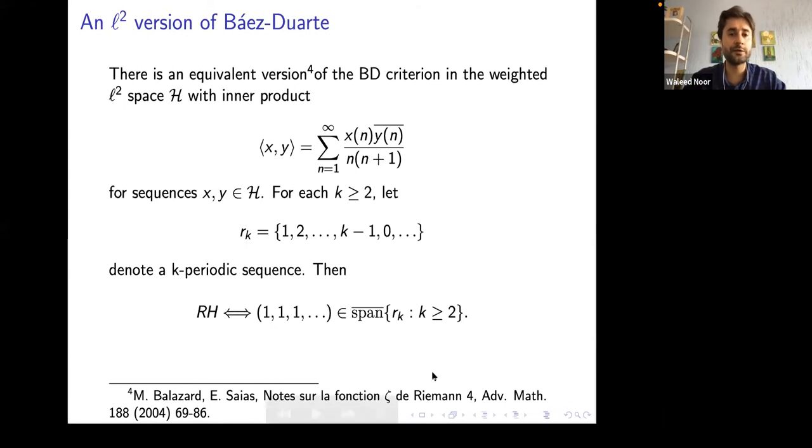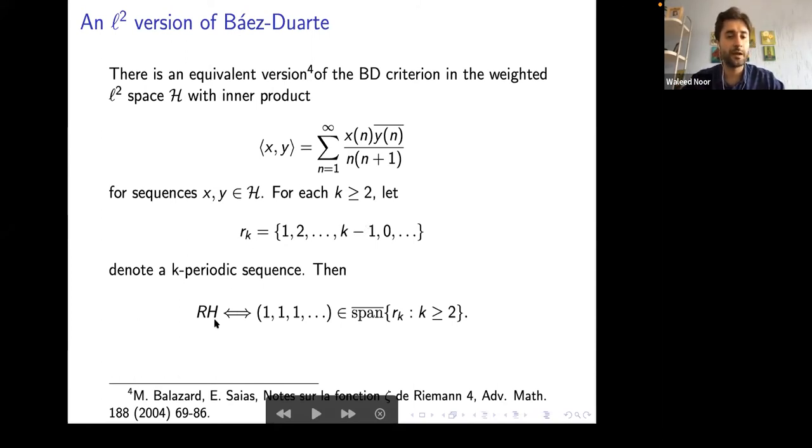So what they formulated was the following. There's an equivalent version of Bayes-Duarte in the weighted L2 space with the following inner product. It's weighted because we have a weight 1 over n times n plus 1. So in this reformulation, instead of functions, you can choose sequences Rk, which are periodic. So this is even simpler in appearance, at least. It's a much simpler reformulation. So Rk is basically a k-periodic sequence 1, 2, 3 until k minus 1, and then it repeats.